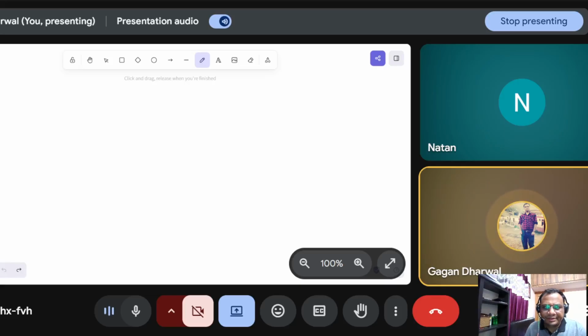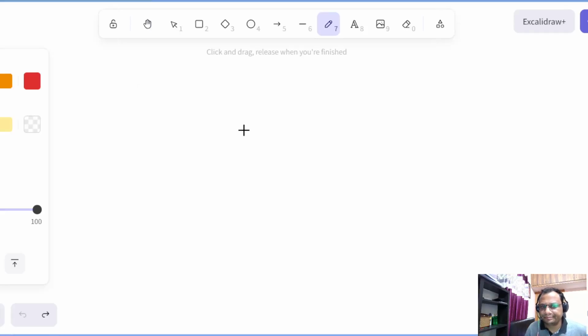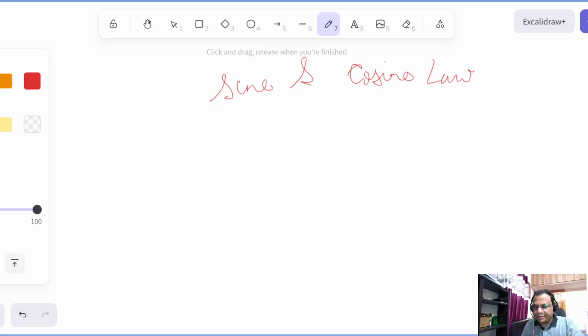So Nathan, today we'll study about sine and cosine law. Sine and cosine law. So what is a sine law? Let me take a screenshot and paste it and explain.